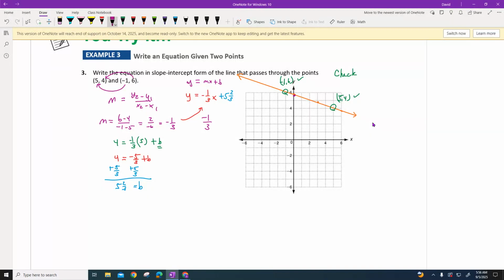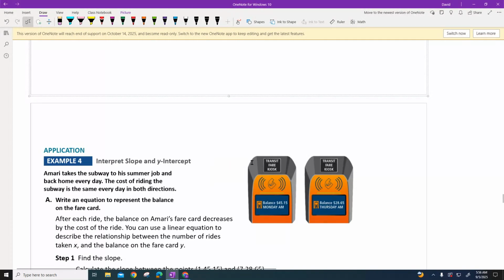The first coordinate was 5, 4. So 1, 2, 3, 4, 5. 1, 2, 3, 4. Yep, it falls on my line. -1, 6. That means go left 1, up 6. And yeah, it falls right there on my line. So I know my equation is right because it goes through both of those dots right there. Okay? All right. It's a lot of work. That's a lot of review from 8th grade.